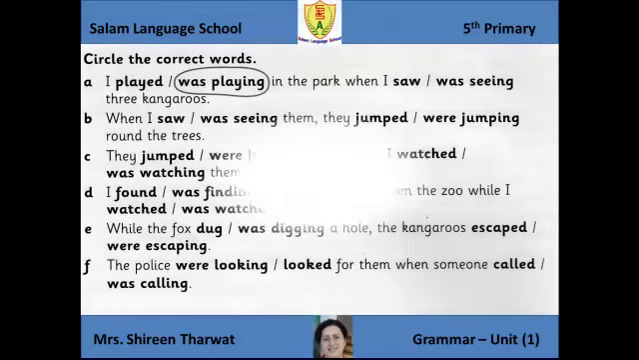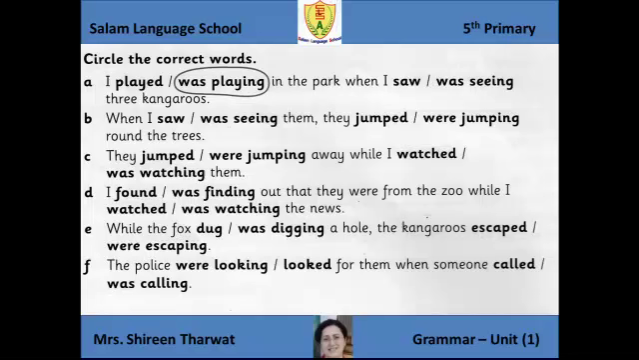Now, let's do this exercise together. Circle the correct words. Sentence A. I was playing in the park when I saw the 3 kangaroos. It's the second action, so I put it in the past simple.